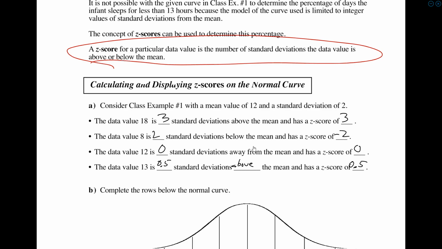And each of these sigmas is 2. So then we're going 10, 8, 6, going on and on. 14, 16, 18. So now we're talking about Z-scores.